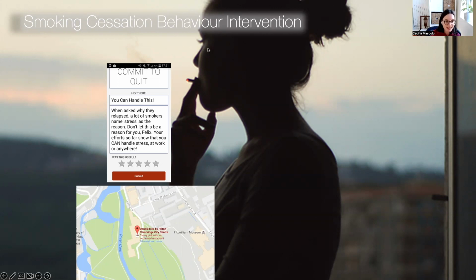The message in this particular case reminds the users that lots of smokers say stress is the reason why they give up stopping, so they relapse. In this message, the user is pushed to hold on: don't give up. Your efforts so far show that you can handle stress and work. It's a message delivered in a particular location, perhaps a location where the user at this time has generally been seen smoking.